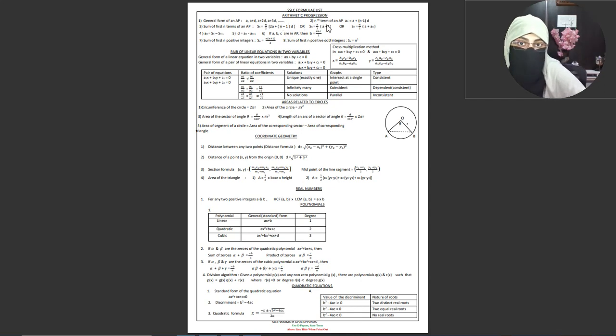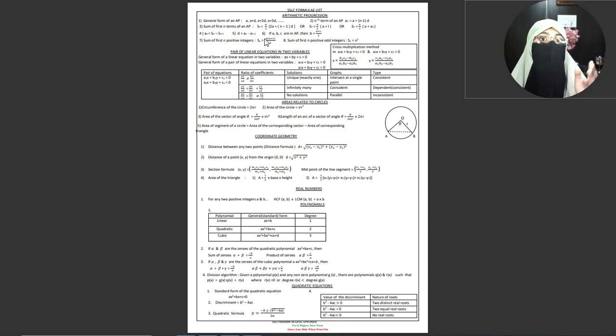In the arithmetic progression we have the general form of AP, that is a, a plus d, a plus 2d, then the Sn formula. If a question asks you to find the sum of the first 10 numbers, or the sum of the first 10 prime numbers, in that type of question you will use the Sn formula, the sum of n terms: n by 2 into 2a plus n minus 1 into d.